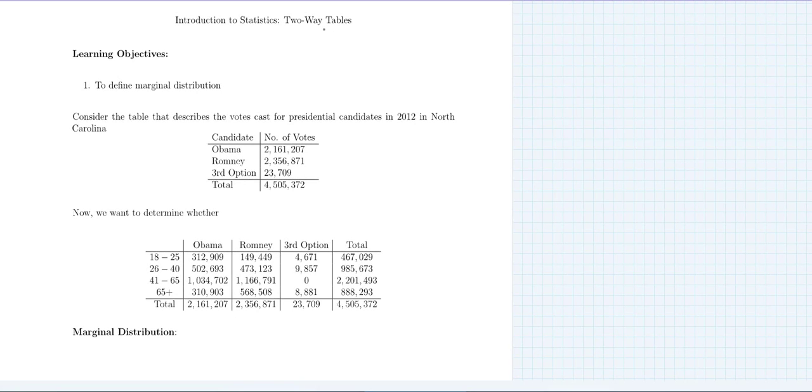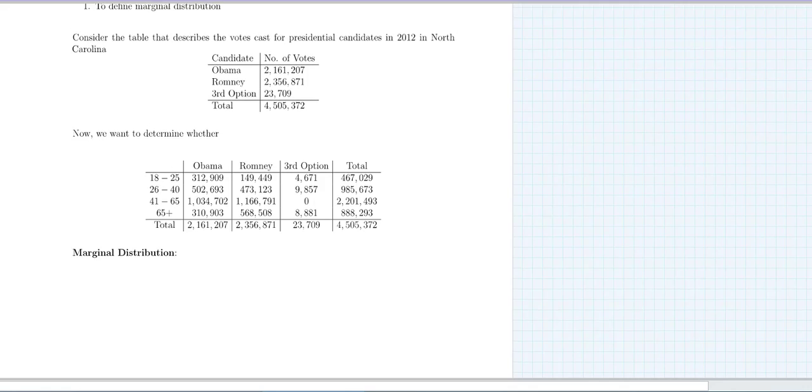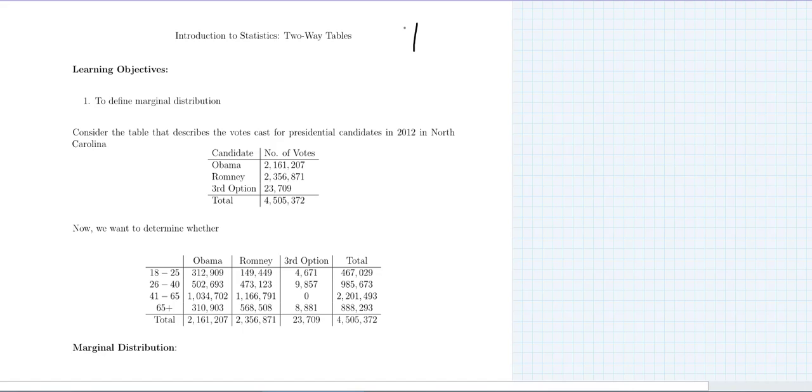In this video, we discussed two-way tables. In particular, our learning objective is to define the marginal distribution of a two-way table. Two-way tables are tables of counts. Often, we have two categorical variables and we want to say something about them, so we can put them in a two-way table where this is categorical variable 1 and this is categorical variable 2, and then we have a bunch of counts, and these would be individuals that fall within specific subcategories of each variable.